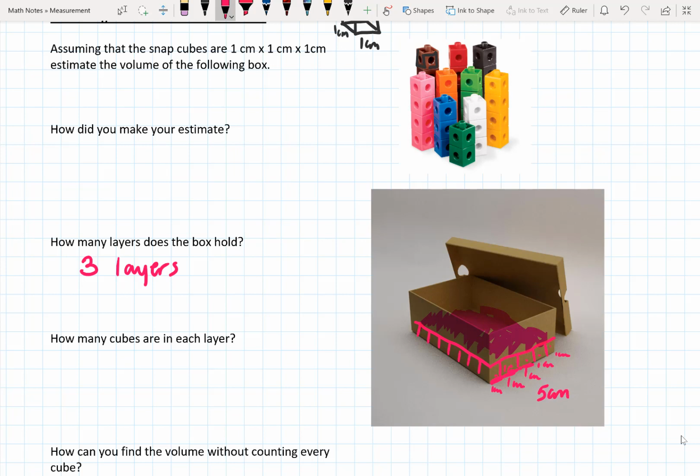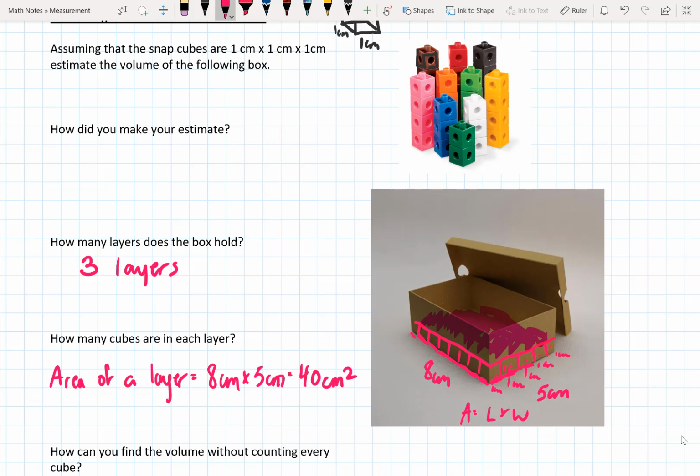Okay? Because I've placed the snap cubes along the front here. So that's 5 centimeters. Then I can count the snap cubes over here, because once again, this is 1 centimeter, 2, 3, 4, 5, 6, 7, 8 centimeters. So now what I've done is I've found the area of that bottom layer, because the area of that bottom layer is length times width. So the area of a layer is equal to 8 centimeters times 5 centimeters, which is equal to 40 centimeters squared.